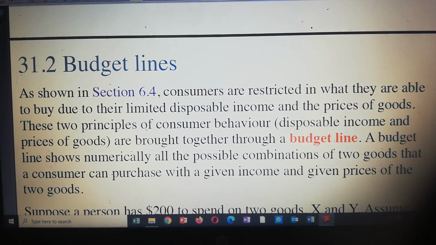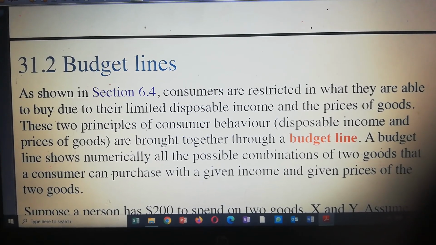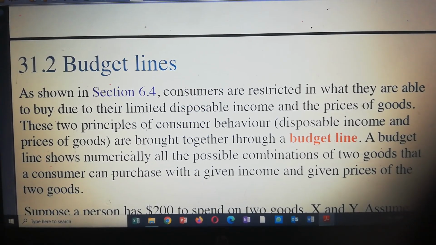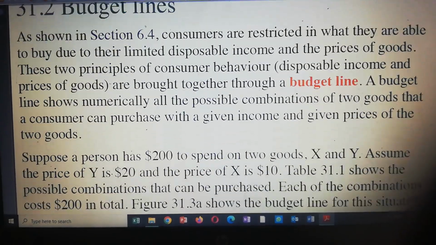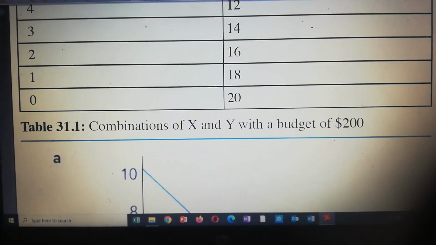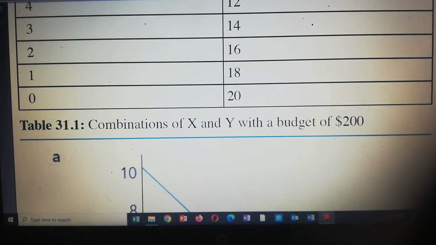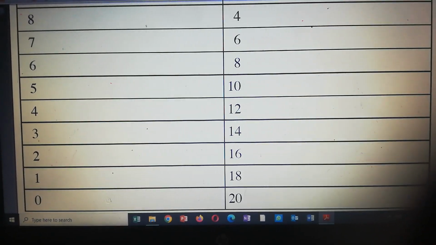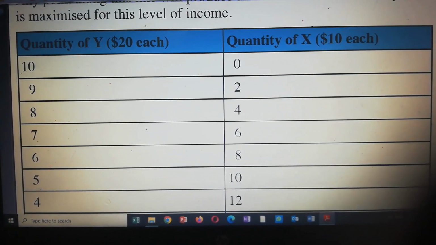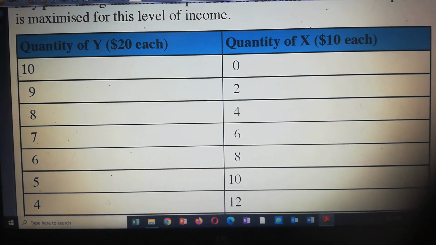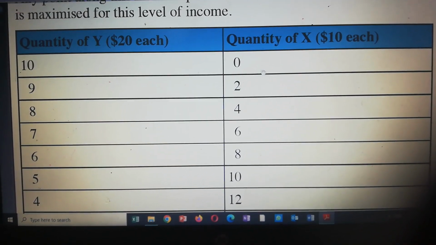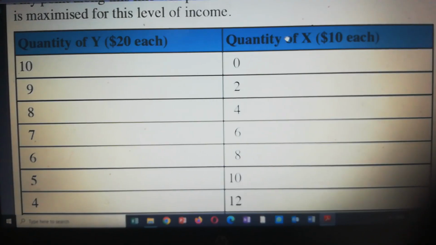When you're talking about budget lines, basically they are the ones that restrict how much the consumers are likely to spend on good X and good Y. So we call them budget lines. It's very important to understand them. For example, let's say we have a consumer who has $200 to spend between good Y and good X, good Y costing $20 and good X costing $10.